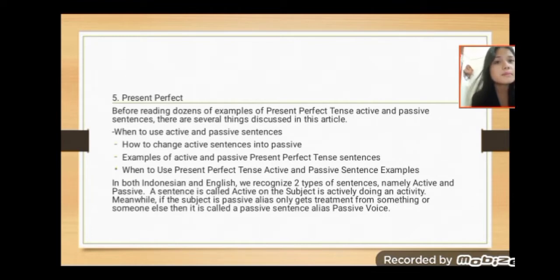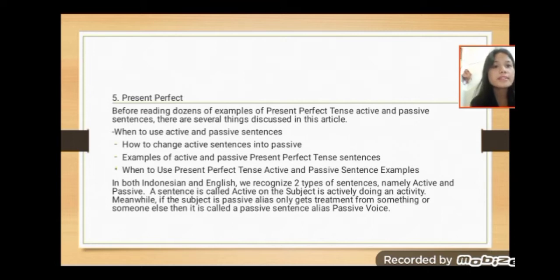And the five present perfect. Before reading dozens of examples of present perfect tense, active and passive sentences, there are several things discussed in this article: when to use active and passive sentences, how to change active sentences into passive, examples of active and passive present perfect tense sentences, and when to use the present perfect tense active and passive sentences.